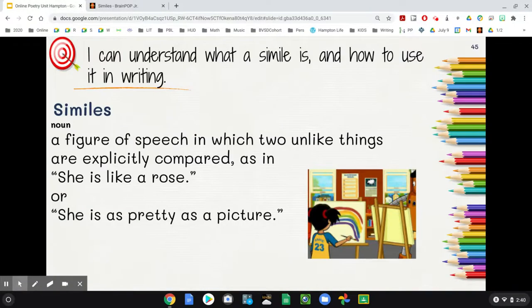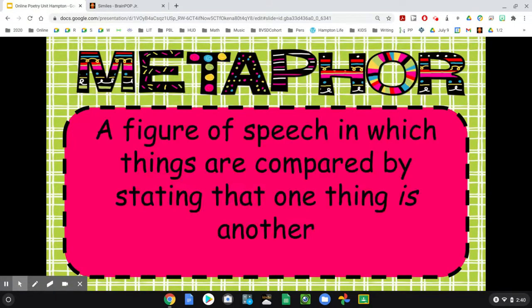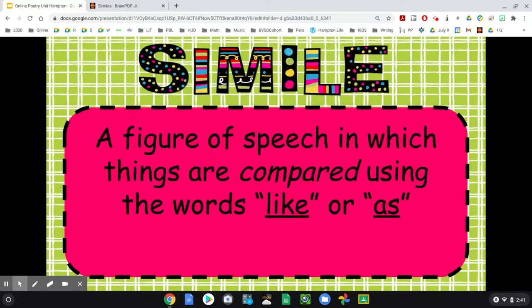All right, Matt. So we now have a pretty good understanding, right? As a reminder, a metaphor is a figure of speech in which things are compared by stating that one thing is another. A simile is a figure of speech in which things are compared using the words like or as.